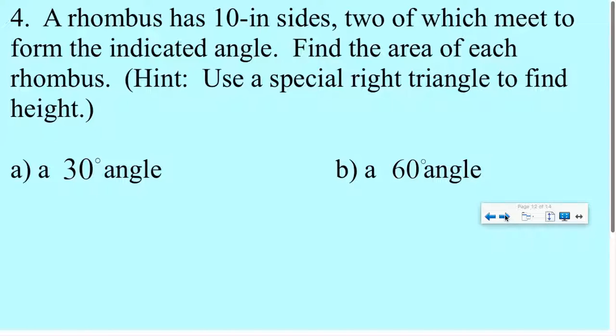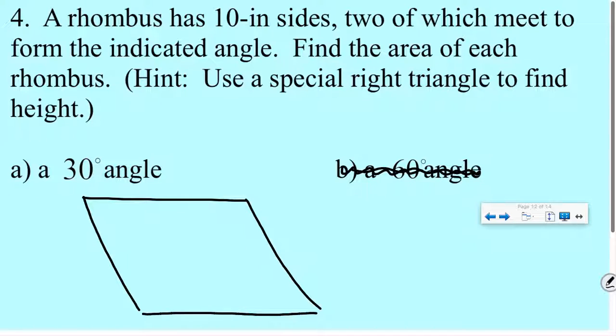We're not going to do B, because we just did one with a 60-degree angle, so you can kind of cross through that. We're just going to do part A. Our rhombus, we want to find the area of, creates acute 30-degree angles. So do your best at drawing a rhombus. I'll try and make mine bigger so you can see it. Remember, rhombus have congruent sides, and they told us in the directions that they're all 10 inches.